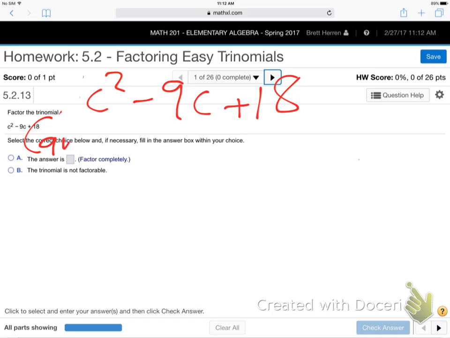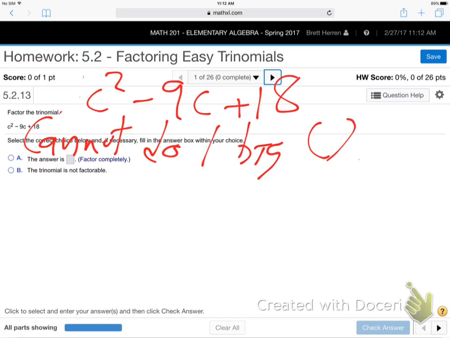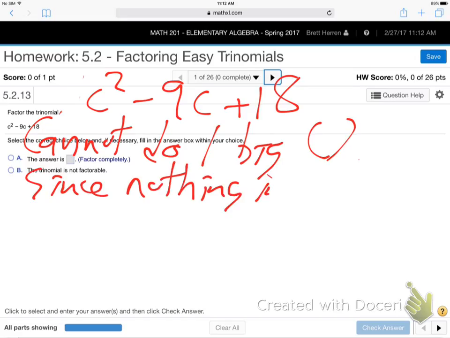So we cannot do the one big parenthesis since nothing is in common. So what do we do instead of the one big parenthesis? Some of you probably already know. What do we do?